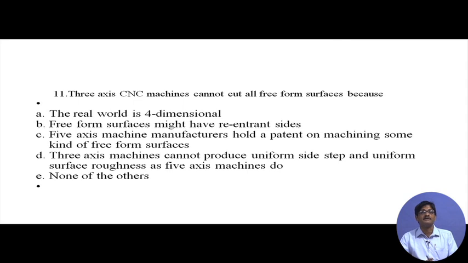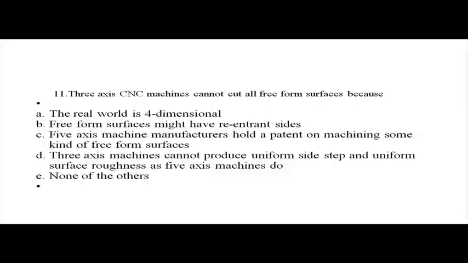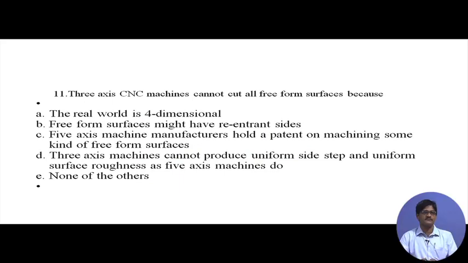So, we cannot say that it cannot cut a free form surface because it cannot produce uniform surface roughness. At the very beginning, the logic is wrong. So, this is not applicable. 3-axis machines can definitely cut surfaces, but we cannot say that it cannot cut a surface because it is not producing uniform surface roughness. So, this idea is wrong. We are not accepting D. 5-axis machine manufacturers hold a patent on machining some kinds. Frankly speaking, I do not know of such patents, and I would not be ready to accept this particular statement. So, C is also considered to be wrong by us.